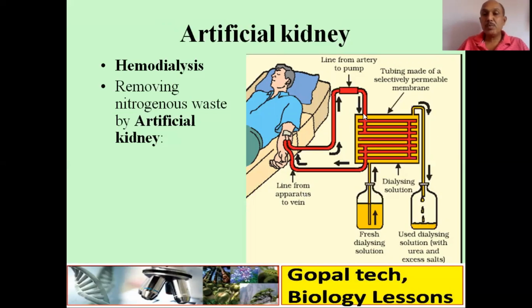Here see that blood is pumped outside, and there are tubes made up of a selectively permeable membrane, and there is a dialysing solution. This solution is similar to our plasma except for nitrogenous waste, and our blood contains more nitrogenous waste. When the blood passes through here, exchange of material takes place between the selectively permeable membrane and the solution. So urea will come outside and is collected in the dialysing solution with urea and excess salt, and that is thrown outside, and the blood is pumped back into the body. So this is the artificial kidney.